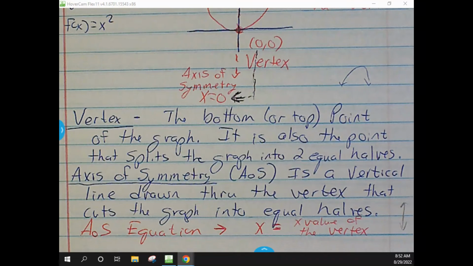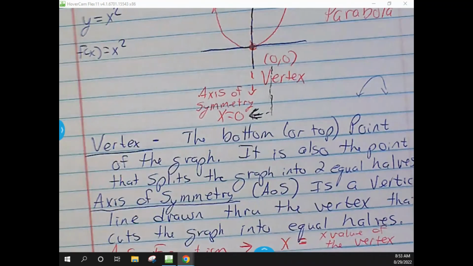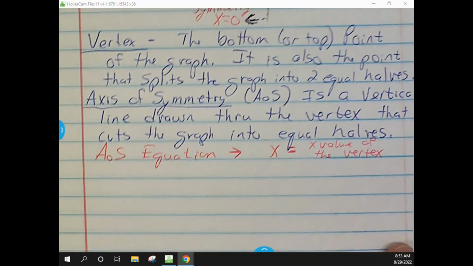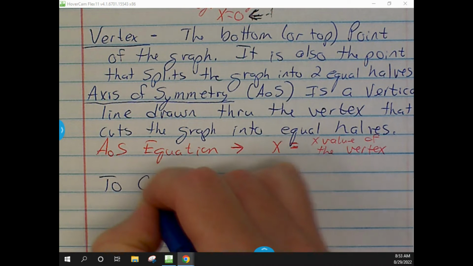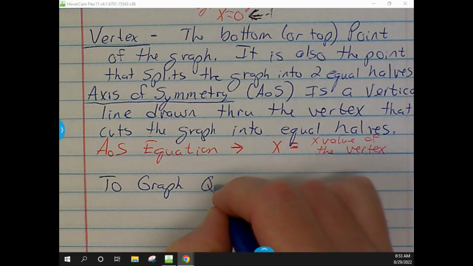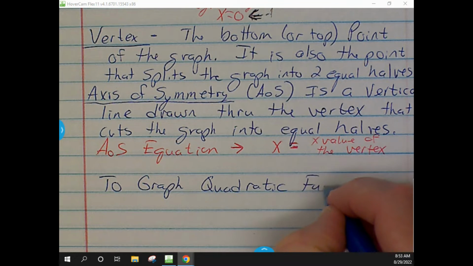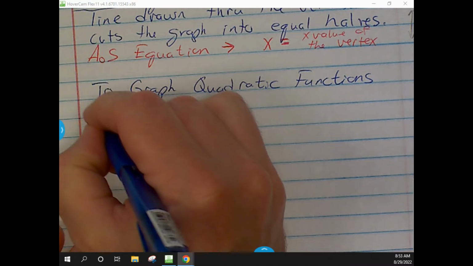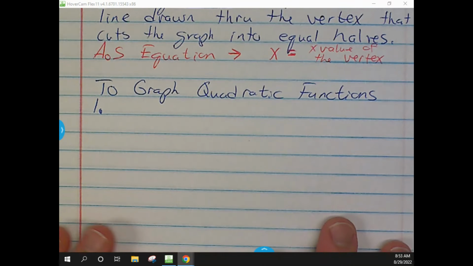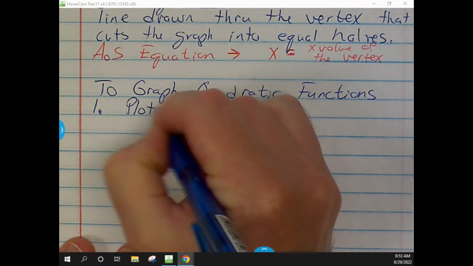Okay. All right. Now for this one, here's what you're supposed to do when you graph a quadratic. We're going to give you a little shortcut, cheap version of it, depending on what the problem is. But to graph quadratics, functions, equations, whichever way they give to you, the one thing you always have to do is figure out what the vertex is. You're going to plot that first. You're going to plot the vertex.